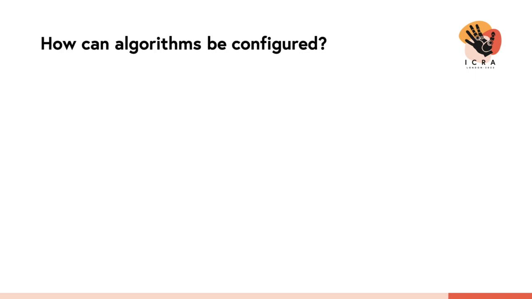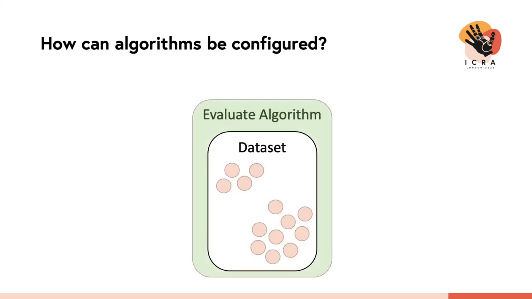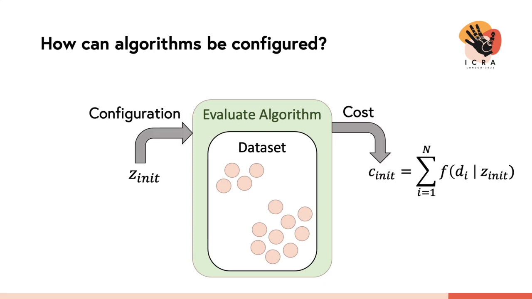How are these algorithms typically configured? In practice, developers typically pick parameters themselves based on small isolated experiments or intuition of system designers, but if we have more time, we can do a little bit better. We can gather a dataset of examples around which we can construct an evaluation metric. This gives us an evaluation function that takes in a configuration vector z and produces a scalar cost c, which aggregates the cost of the algorithm across the entire dataset.